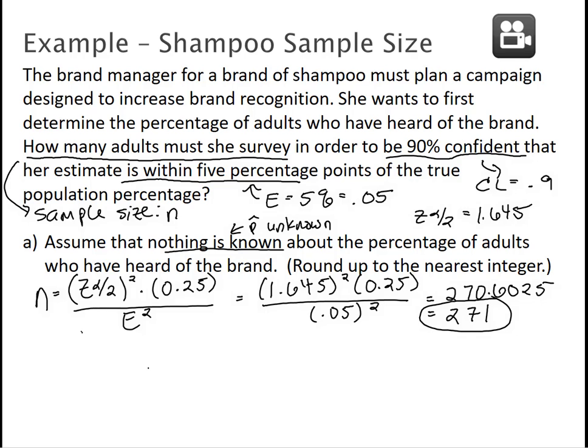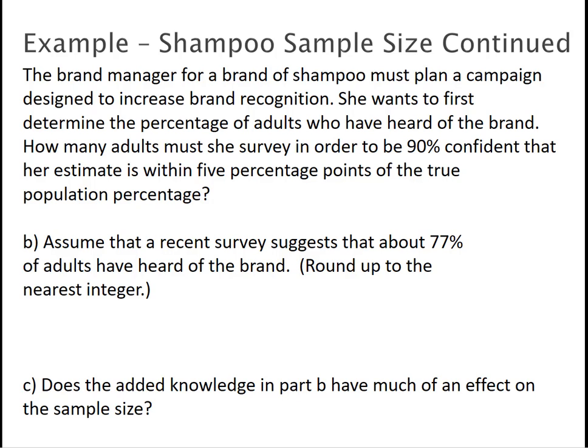All right, in other words, p hat unknown. All right, so we're going to go to the next slide to work parts B and C. Part B says to assume that a recent survey suggests about 77% of adults have heard of that brand, and then round up still to the nearest integer. So what this tells me is that 77% of adults have heard of the brand, this is now my p hat. All right, so I'm going to use the decimal, so p hat is 0.77.